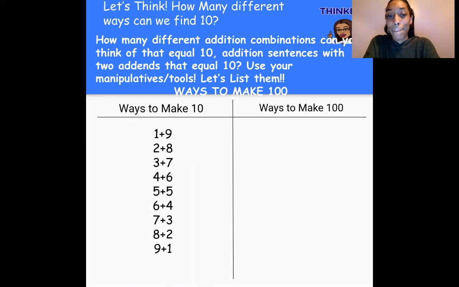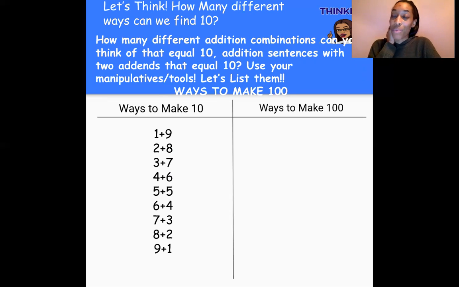So here we have 1 plus 9. We have 2 plus 8. We know that's 10. We have 3 plus 7. 4 plus 6. 5 plus 5. 6 plus 4. 7 plus 3. 8 plus 2. And 9 plus 1. All of those equal 10. Did you come up with the same thing? Or maybe you had a few similar ones.